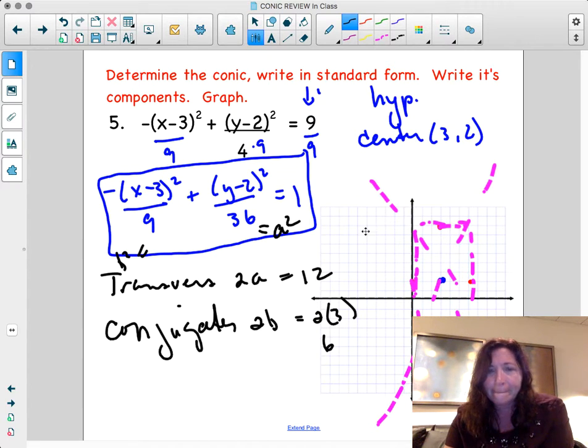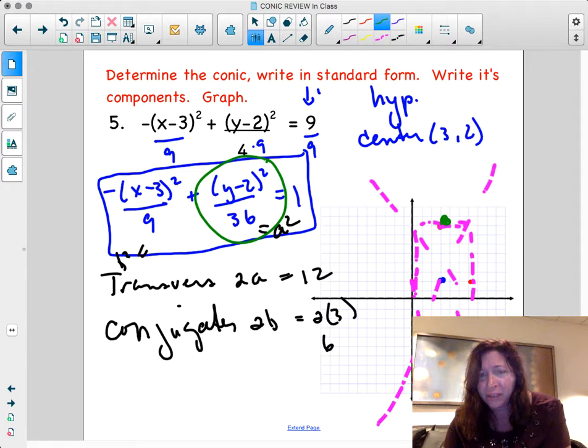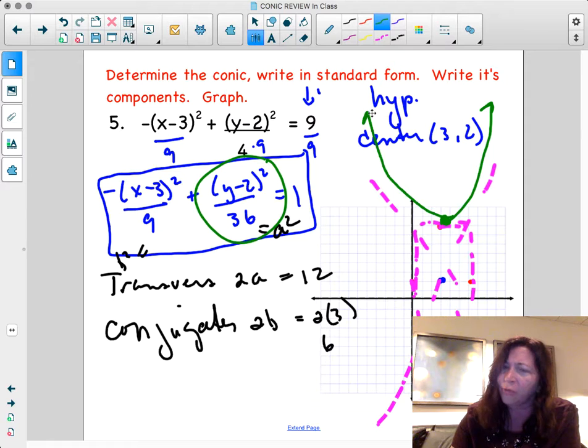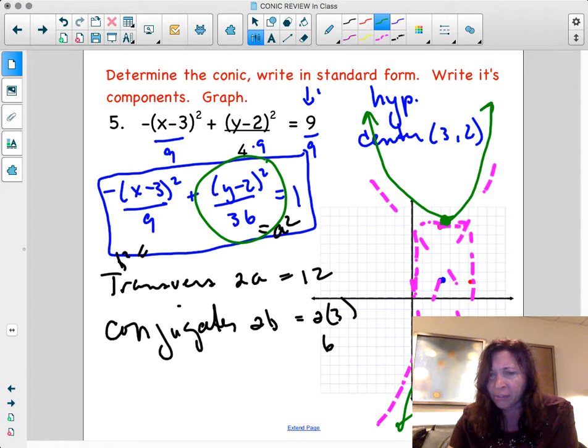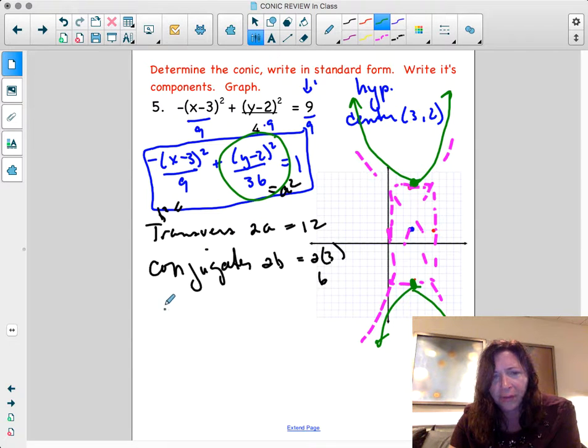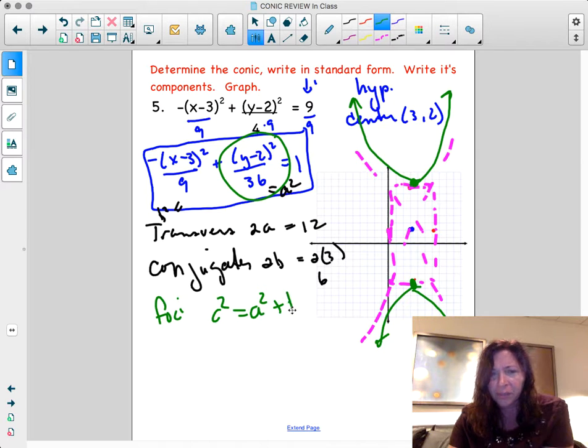And my focal points. And I also have to graph where the hyperbola is. Because y is positive, my graphs are going to be up and down here. That means that this point and this point are my vertices. You are going to have to label those, so just be aware of being able to do that as you're graphing. Lastly, for my focal points, I know that my foci are going to be at c squared equals a squared plus b squared.